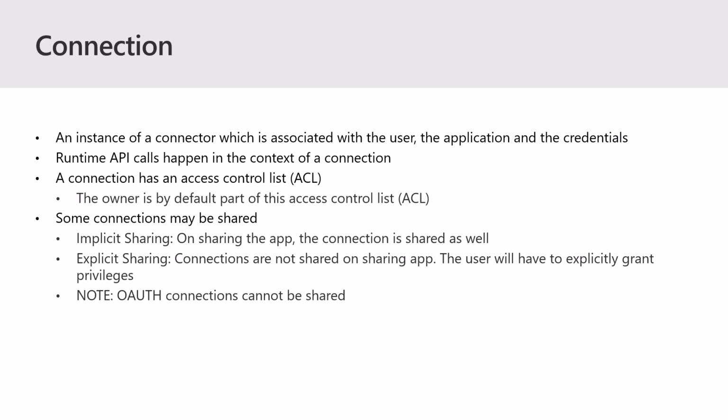When an app using a connector is shared with another user, the connections are either implicitly or explicitly shared with the user. An implicitly shared connection means that the user who now has access to the app also has access to the connection along with its associated credentials. For example, connectors with SQL authentication, APIM authentication, etc. These are shared implicitly. With explicit sharing, connections are not shared. Instead, when the app is run for the first time, the user is prompted to explicitly grant privileges. For example, connectors leveraging OAuth 2.0 fall into that category.